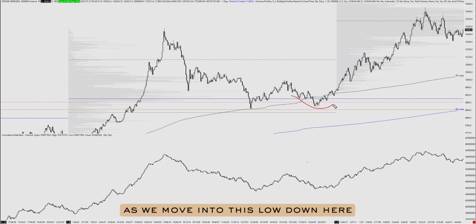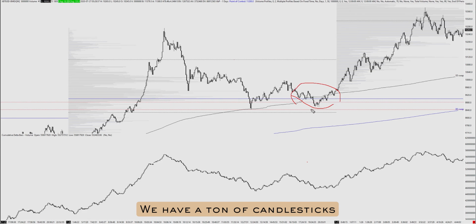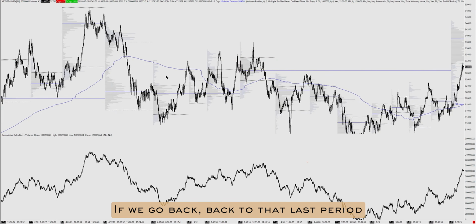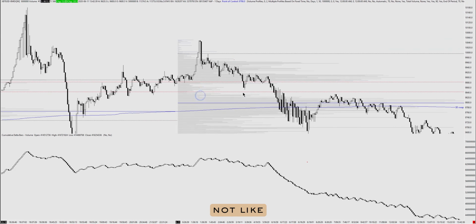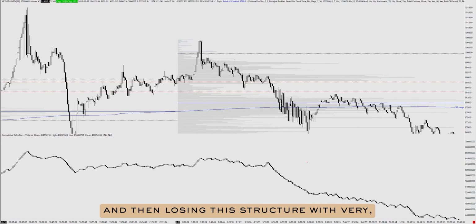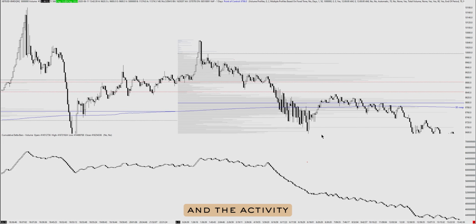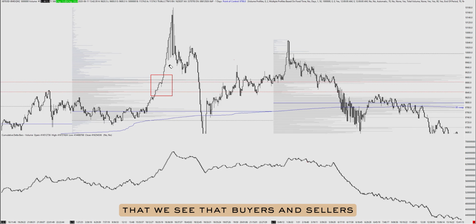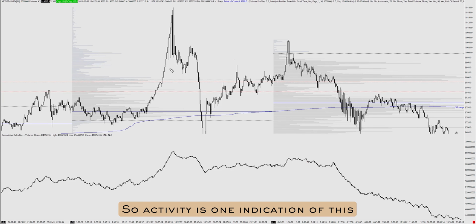As we move into this low down here, we have a ton of candlesticks that are being printed. So it's not like we're just jabbing the low. If we go back to that last attempt, it's not like we are just jabbing the low and then losing this structure, with the candlesticks having a very high range and the activity coming below rather than above. The most important thing is that on the break, we see that buyers and sellers are accepting this new level. So activity is one indication of this.